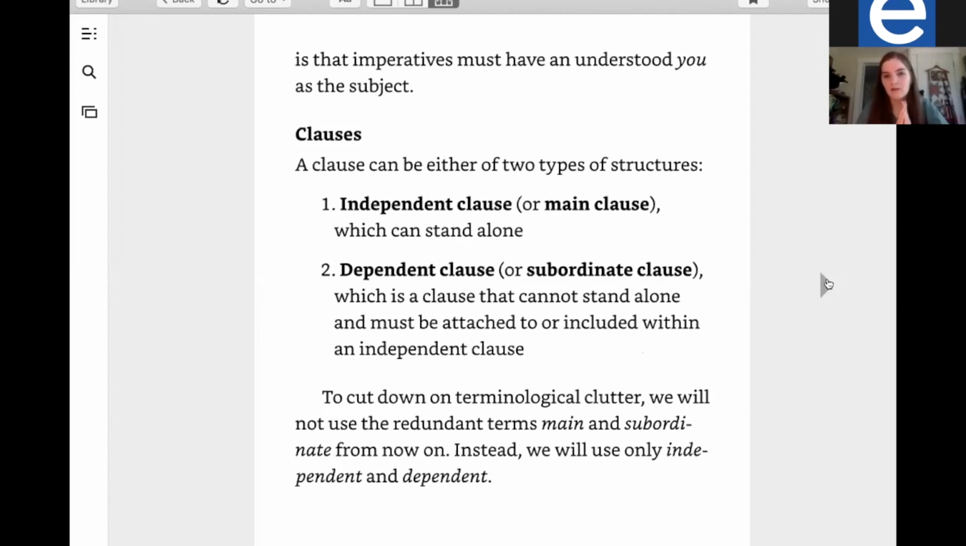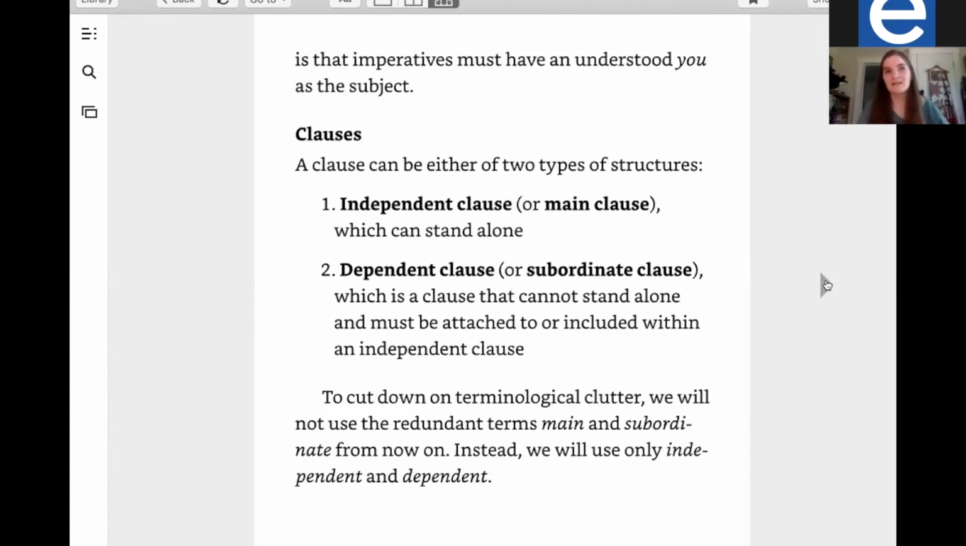One of the components is what's called an independent clause, which can also be known as a main clause, or a dependent clause, which is also known as a subordinate clause. A clause follows one of those two structures. It's either independent, in which case it can stand by itself, or it's dependent or subordinate, meaning it requires an independent clause to be attached to it, because it can't stand alone.